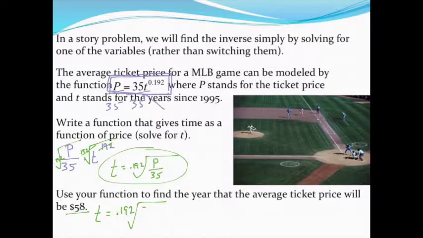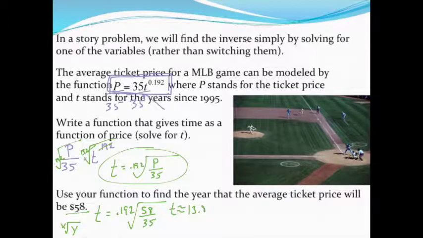So this is what I want to work out, and of course I'm going to use my calculator to do this. What I'd recommend you do is find out what 58 divided by 35 is, and then take the 0.192 root of that using your calculator. If you recall, underneath the math menu, you'll see this button, the x root key. That's how you would enter in the 0.192 root. If you need help with that, let me know. Otherwise, take my word for it. t comes out to be about 13.8.